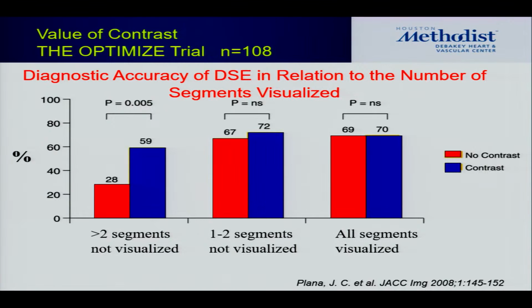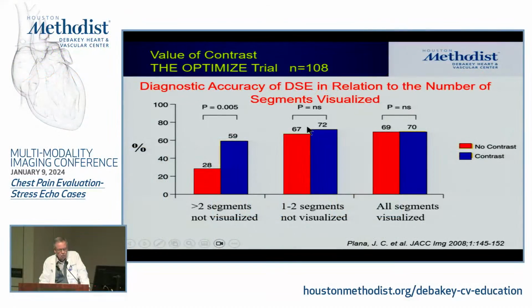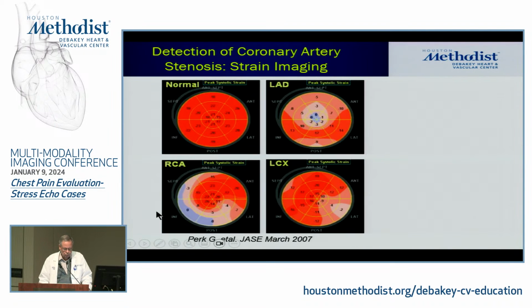In fact, what was shown was that if you have all segments visualized nicely without contrast, you gain nothing by giving contrast in terms of improving accuracy against coronary angiography. Even if only 1 or 2 segments were not very well seen, the gain was non-significant. It was when more than 2 segments could not be seen well that you had a significant gain in accuracy. That's why, based on this study, official recommendations later were to apply contrast to stress echo when you have more than 2 segments that you don't see well.